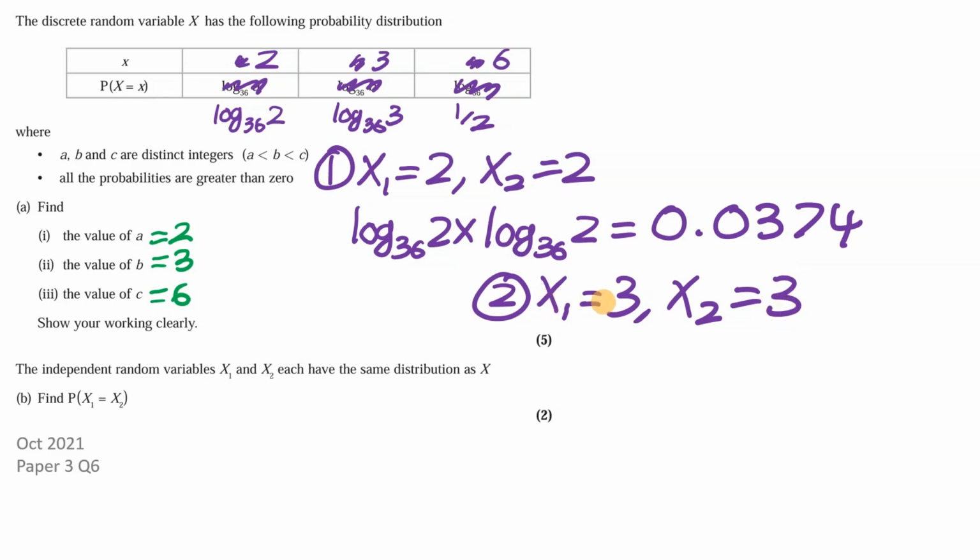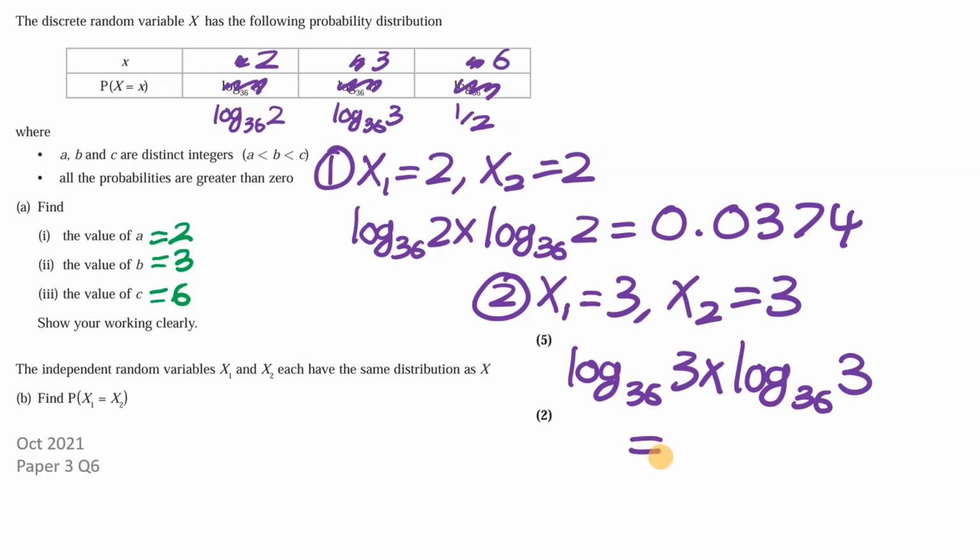So the probability of x1 being equal to 3 is log base 36 of 3, and this is multiplied by the probability of x2 being equal to 3, which is also log base 36 of 3. If you put this into your calculator, this is equal to 0.0940.